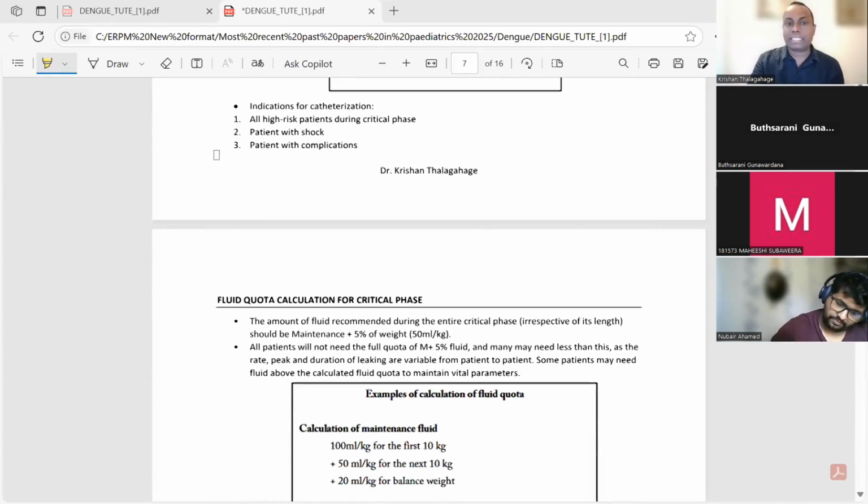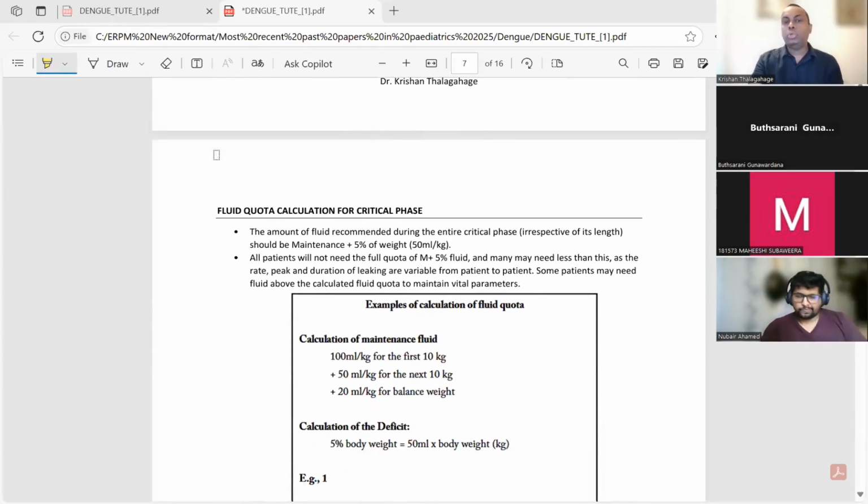If that is the case, management is you need to give a certain amount of fluid to this child. What is that certain amount? Maintenance plus 5% deficit. I'm going to explain it one by one. Maintenance plus 5% deficit, right? This is the amount that you need to give.